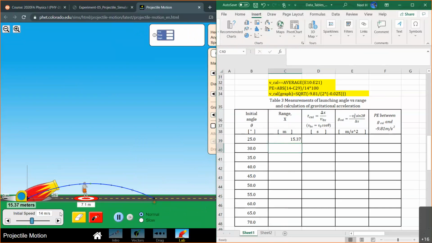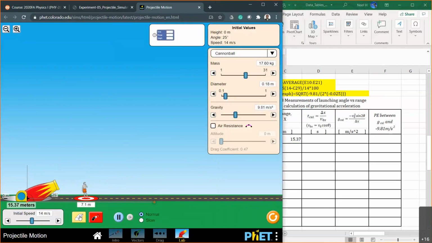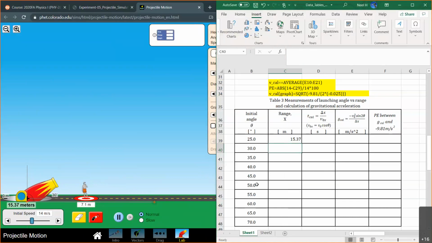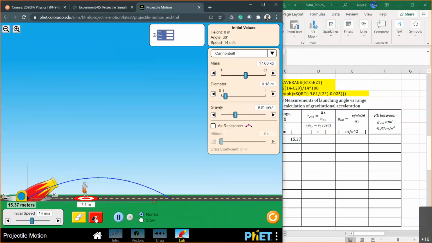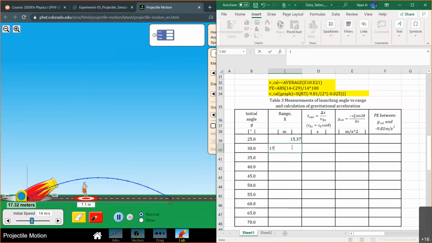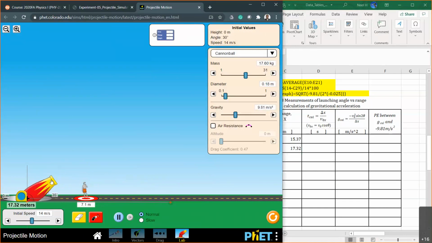That's it, then we continue by changing the angle. We've done the 25 degree angle, let's do 30. Erase the path of the projectile. Click and change the angle to 30. Each time we're moving 5 degrees, okay? Fire it. Show it again. Maybe 17.32. That's good. 17.32. Erase the path of the projectile, change the angle to 35.